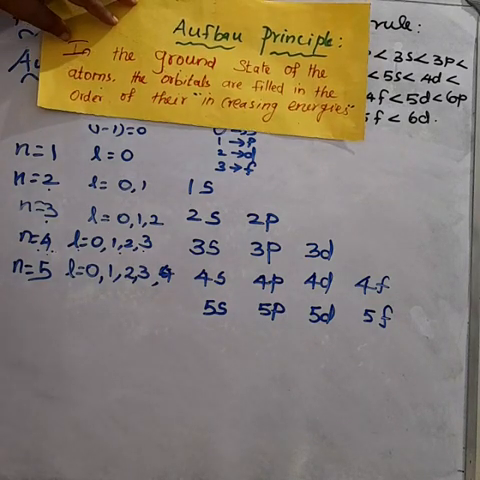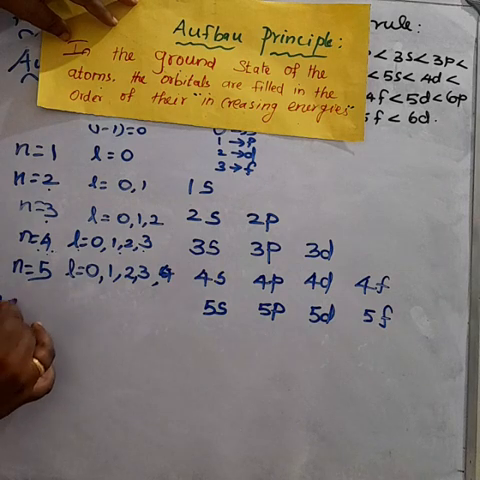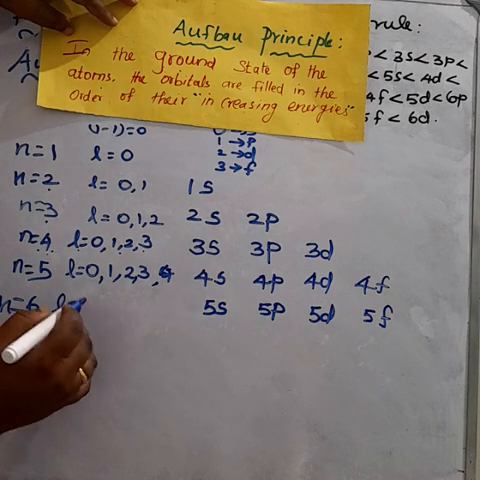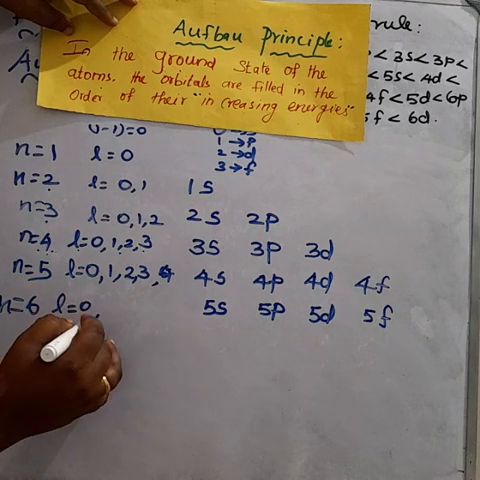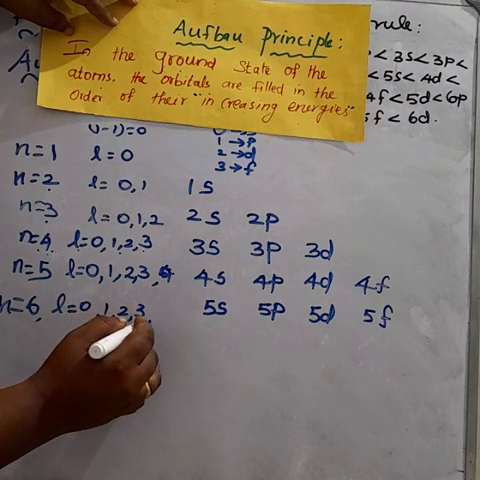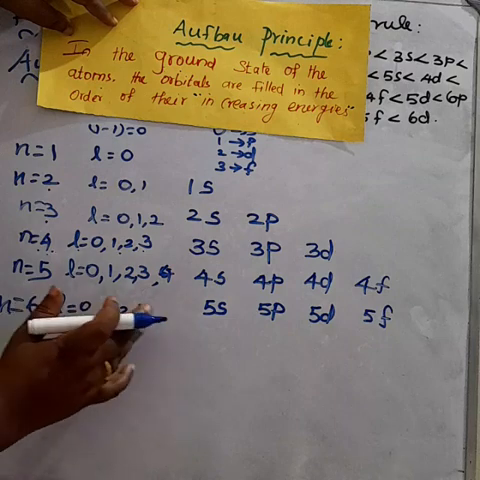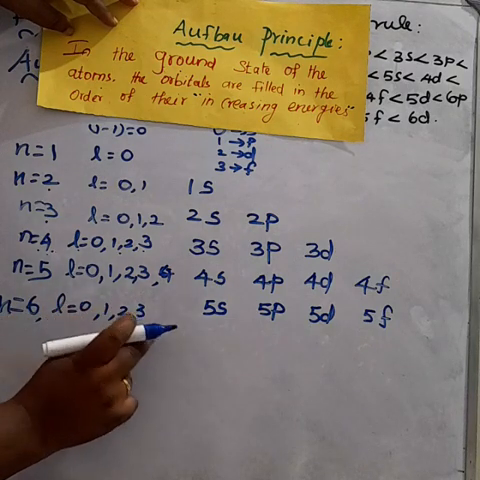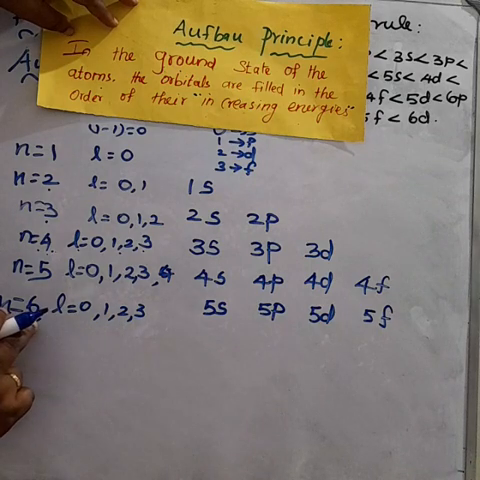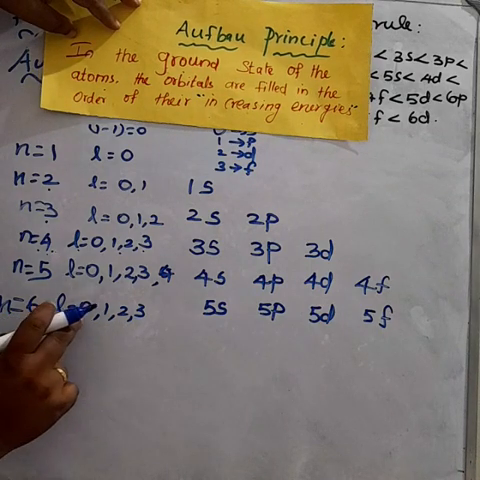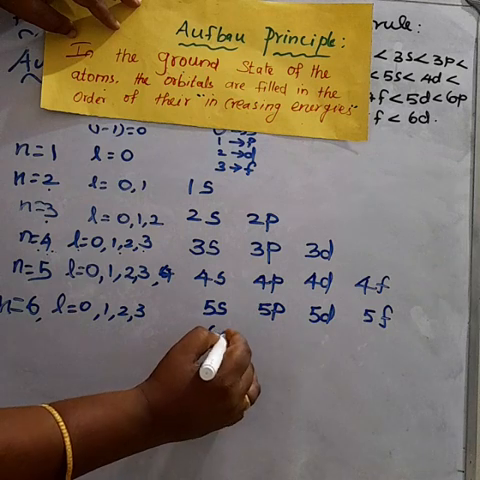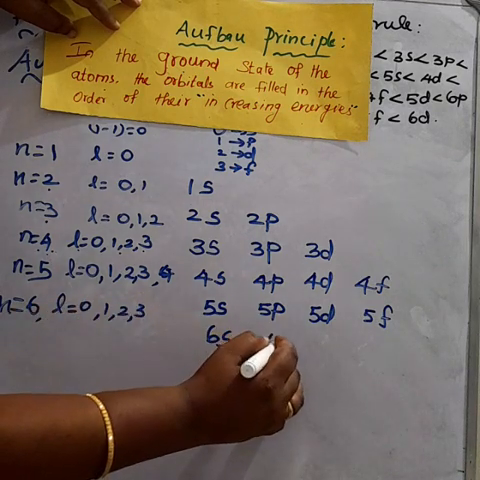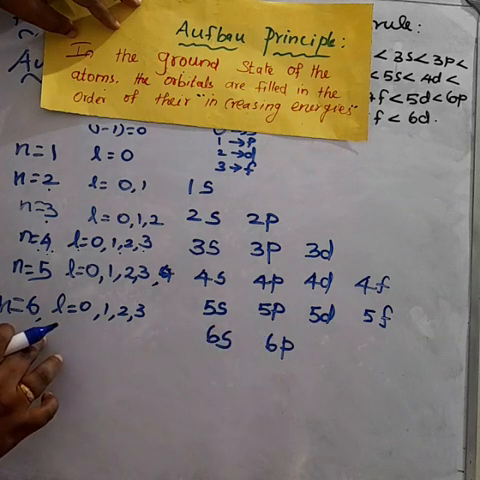And then 6. n is equal to 6 means what are the l values? 0, 1, 2, 3, 4 and 5. Up to 5 we can write. Okay, but we can write only 0, 1 and 2. So n is equal to 6 and l is equal to 0 means 6s. n is equal to 6, l is equal to 1 means 6p. n is equal to 6, l is equal to 2 means 6d.